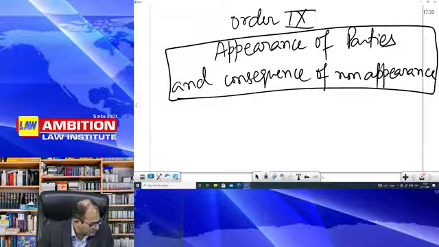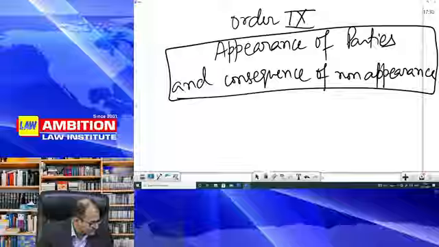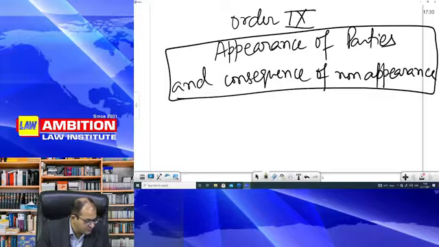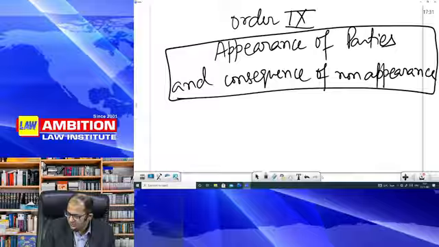The suit shall then be heard, unless the hearing is adjourned to a future day fixed by the court. The court can fix another day also. So what Order 9 Rule 1 basically says is that it is mandatory for the party to appear before the court. So let us begin like this.